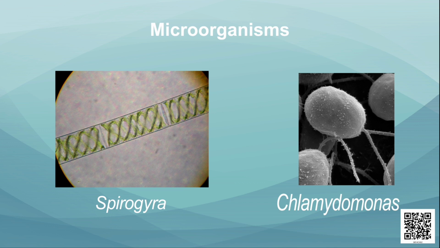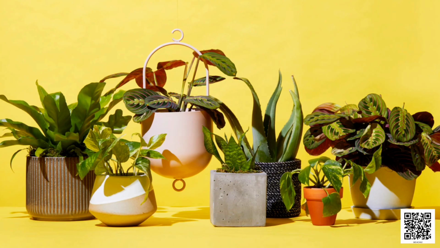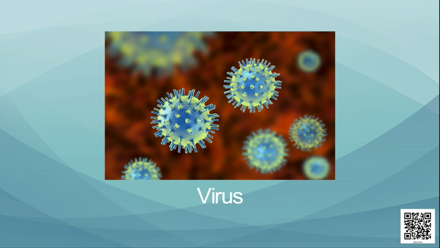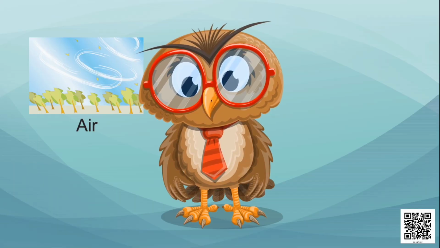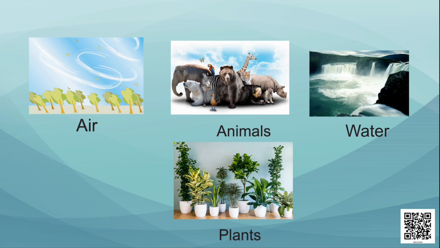Except these 4 categories, there is one more group, which are called viruses. Viruses are microscopic, but these viruses are different from other microorganisms. They reproduce only inside the cells of host organisms, which may be a bacterium, plant, or animal. Now, we shall know where these microorganisms live. Microorganisms can live anywhere, in air, water, plants, on or inside the bodies of animals, including us.